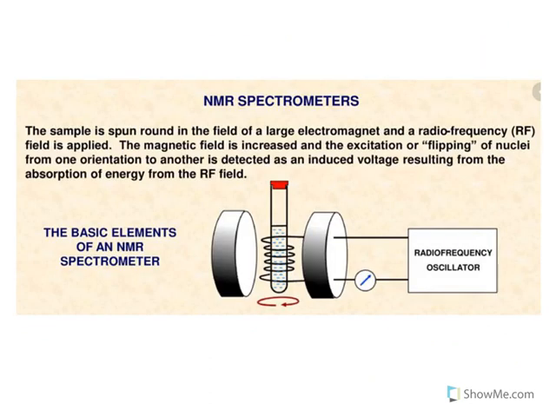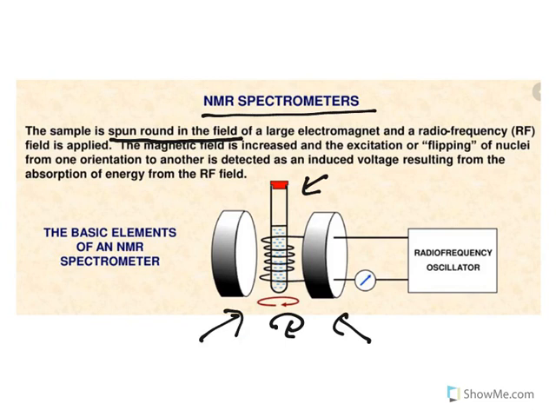Moving further, when you see these NMR spectrometers, the sample is spun round the field. The sample is taken and it is revolved. The reason why it is spun is to get a uniform exposure of magnetic field and radio frequency. Sometimes if the sample density is more, it goes down if you keep it as such. When you spin, the uniformity will be there, and that is why it is spun.